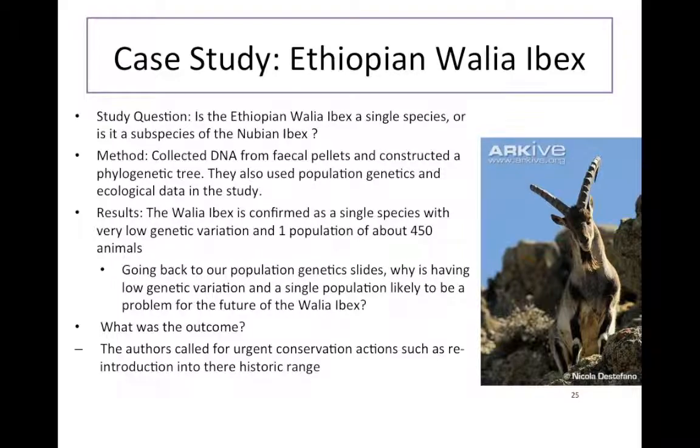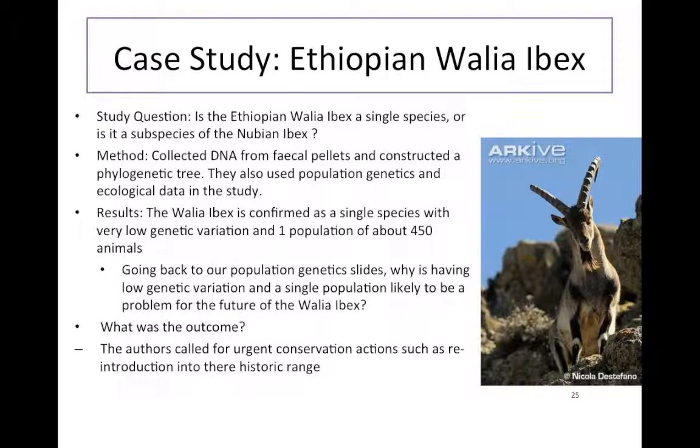The method was to collect DNA from fecal pellets and construct a phylogenetic tree. They also used population genetics and ecological data in the study. The results were that the warrior ibex is confirmed as a single species with very low genetic variation and one population of about 450 animals. Going back to our population genetics study slide, why is having low genetic variation in a single population likely to be a problem for the future of the warrior ibex? I will leave that one up to you to think about, but obviously think of small population, small genetic diversity, genetic bottlenecks, and that impact on its future as a species.